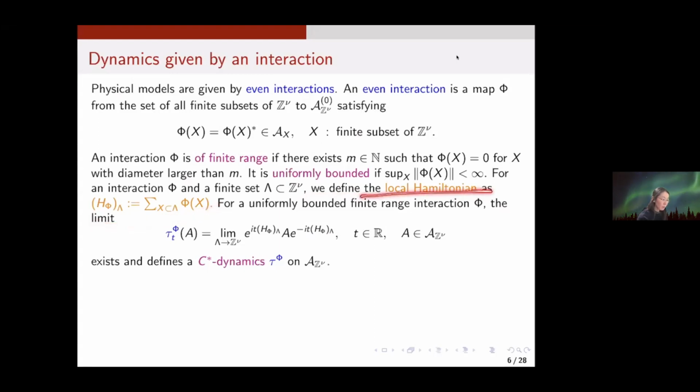A local Hamiltonian on a finite set lambda is defined by this one. Namely, we just sum up all the interaction terms inside of lambda. And then out of this local Hamiltonian, we construct Heisenberg dynamics and take the thermodynamic limit. And if our interaction is a nice one, like a uniformly bounded finite range interaction, then this limit is known to exist and defines a dynamics on the two-dimensional lattice.